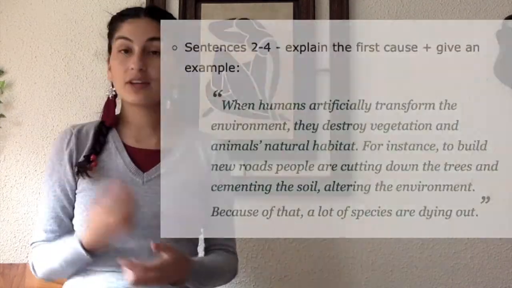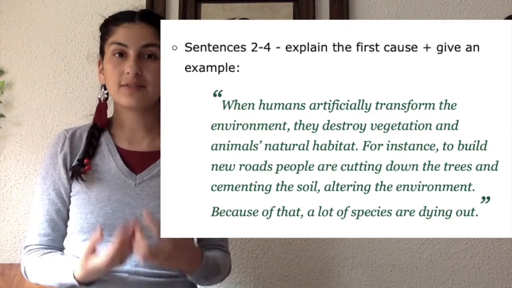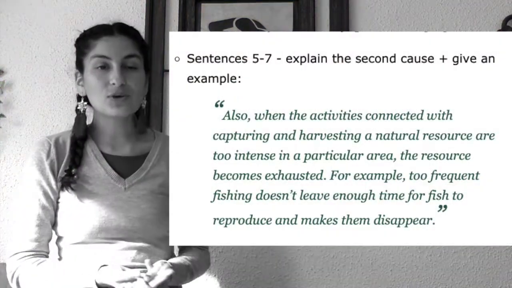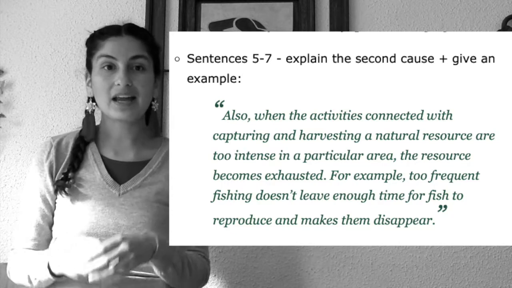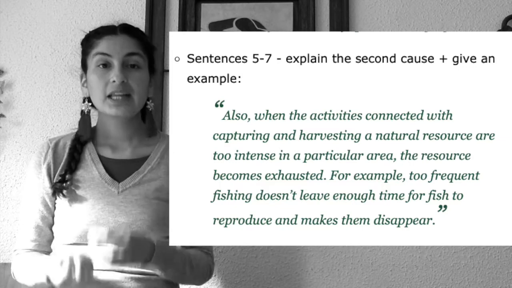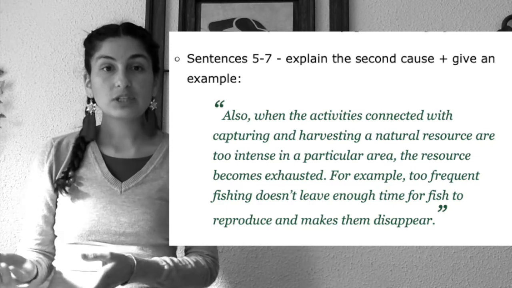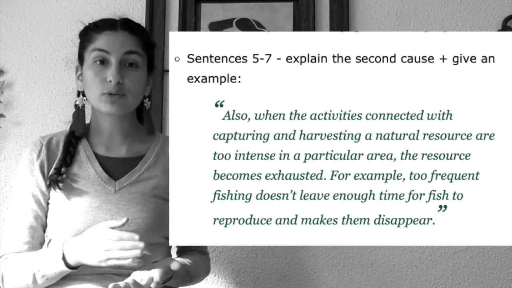Could you see some of the connectors or linking words we used here? To give an example, we used for instance, and to give reasons, because of that. Now, in sentence number 5, 6, and 7, you can explain the second cause and give an example. Also, when the activities connected with capturing and harvesting a natural resource are too intense in a particular area, the resources become exhausted. For example, too frequent fishing doesn't leave enough time for fish to reproduce and makes them disappear. So here, could you notice some of the connectors we use to give examples?